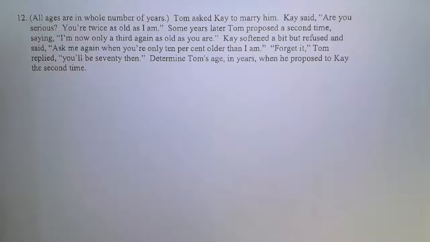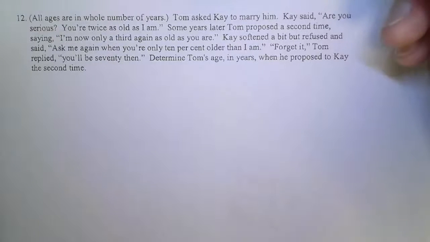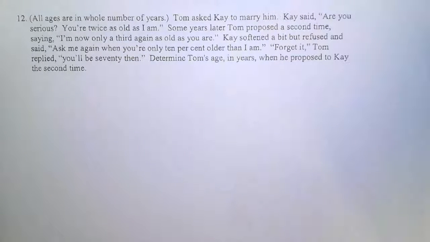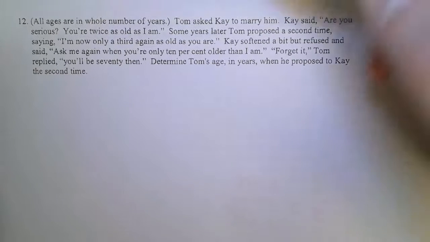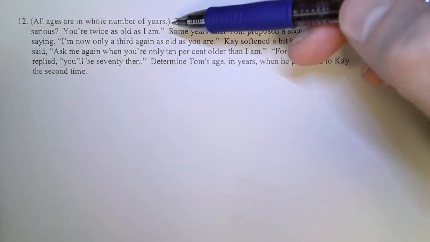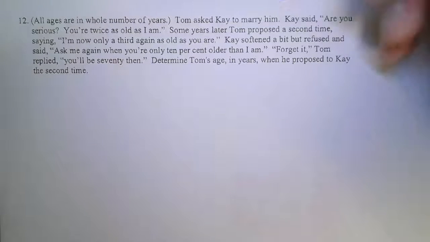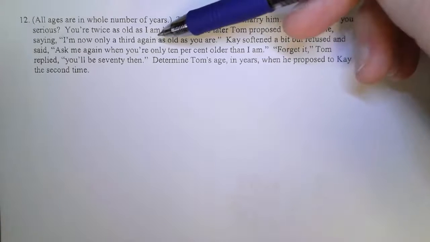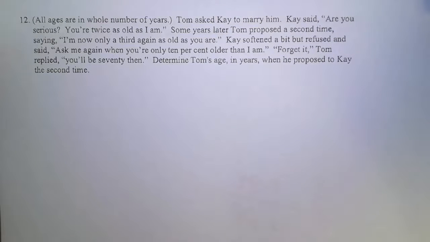is asking K to marry him. And we're talking about their ages, and they give us that all the ages are in whole number of years. The first time, K says that Tom is twice as old as her. She says no. Some years later, Tom proposes a second time. K says, I'm now only a third again as old as you are. She said, ask me again when you're only 10% older than I am.